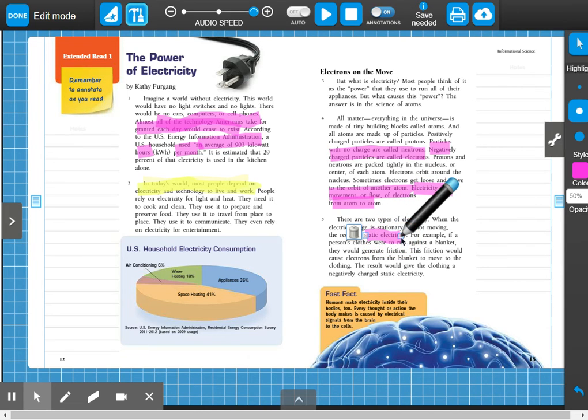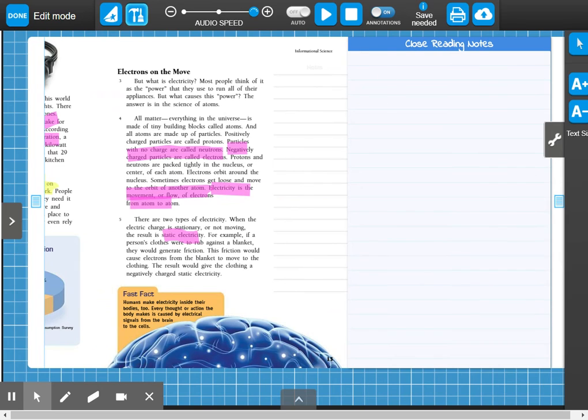Okay, so now I'm going to go ahead and stop right here because I need to determine the main idea of this paragraph. And I know that our focus was electrons, and we also learned about electricity here. And then we learned that there are two types. So all three paragraphs really kind of had a different focus, or we're explaining different things. So I'm going to make an inference on what my main idea is.